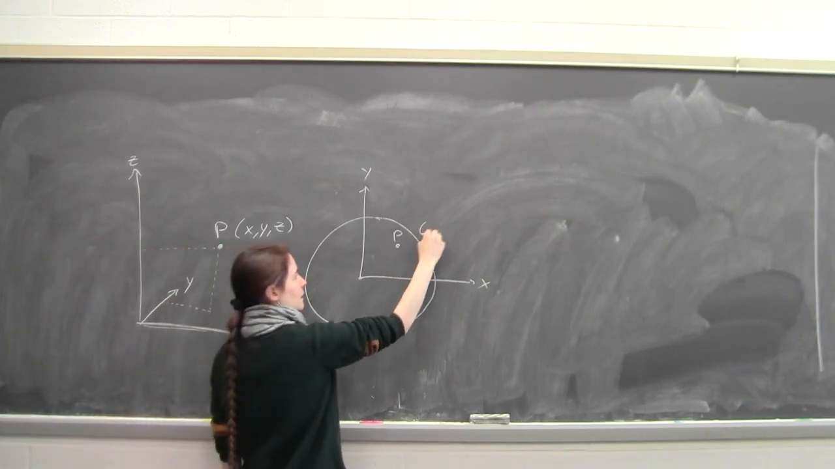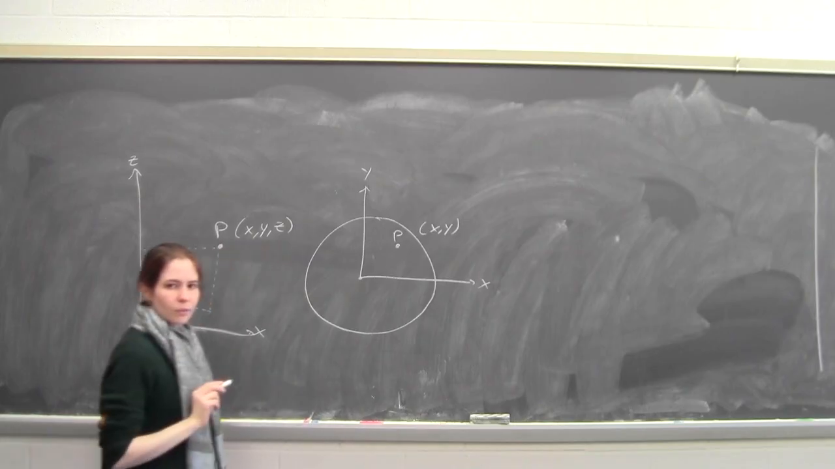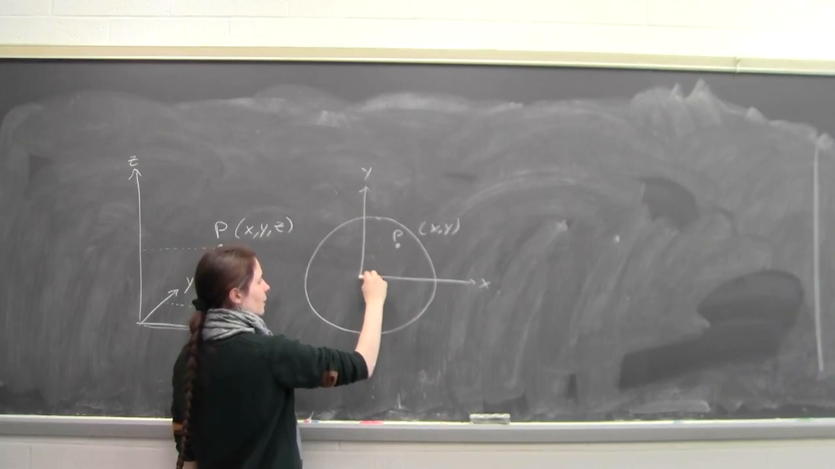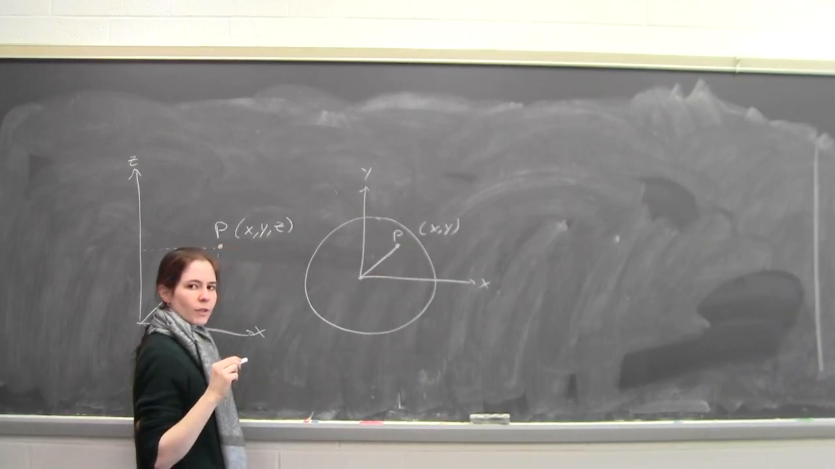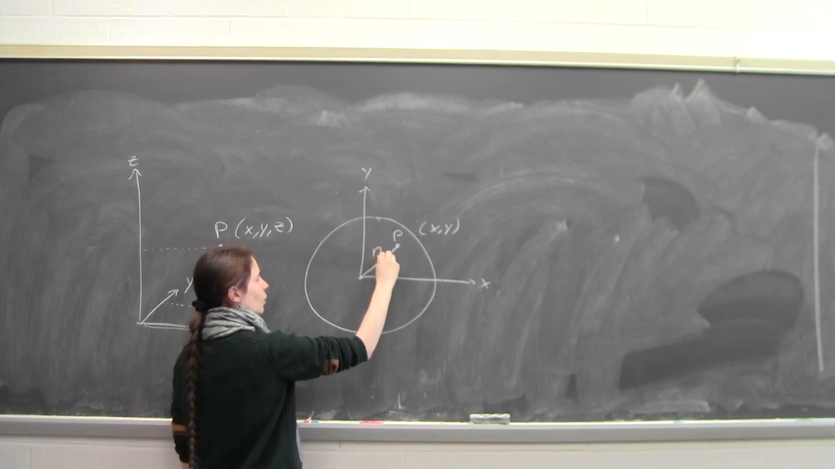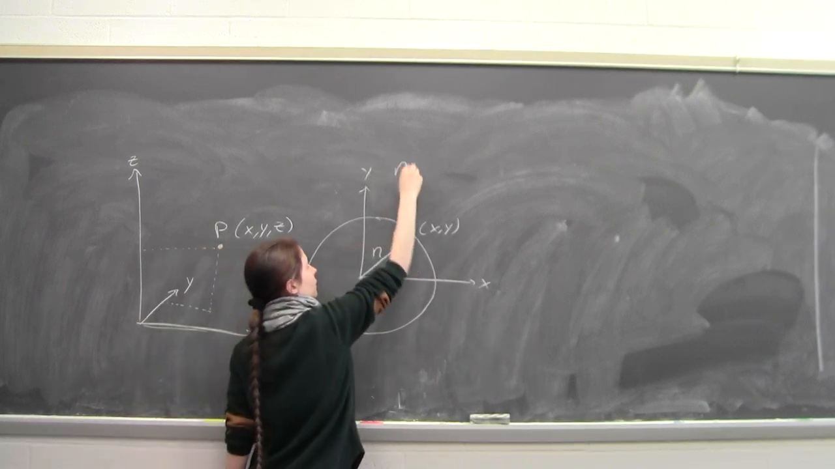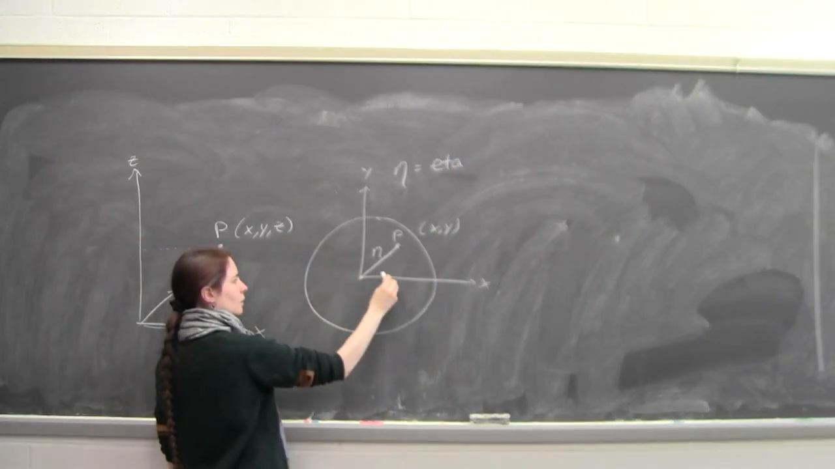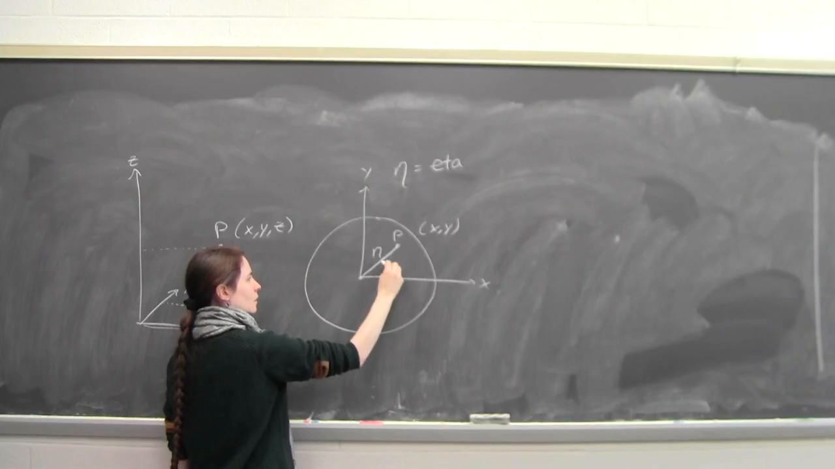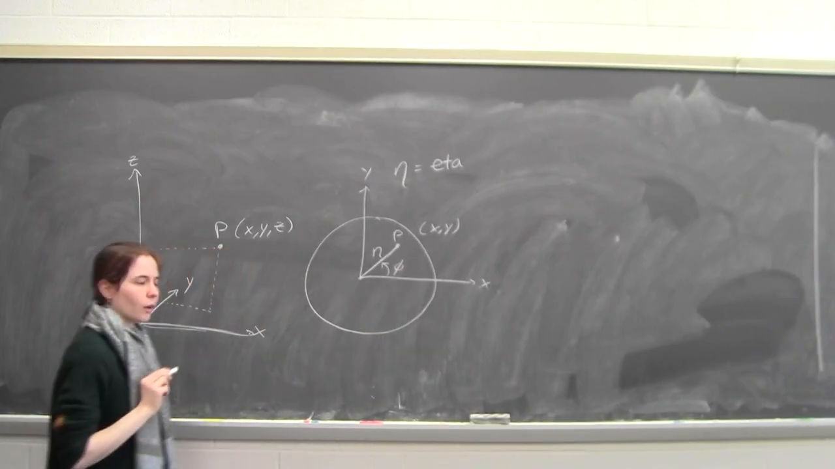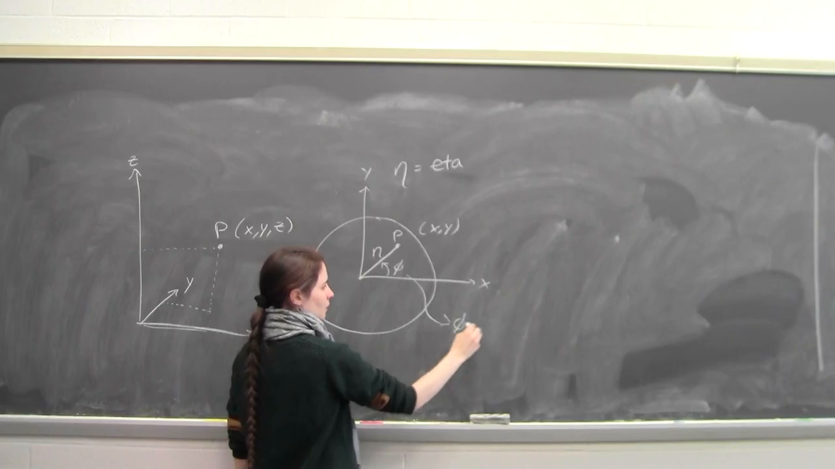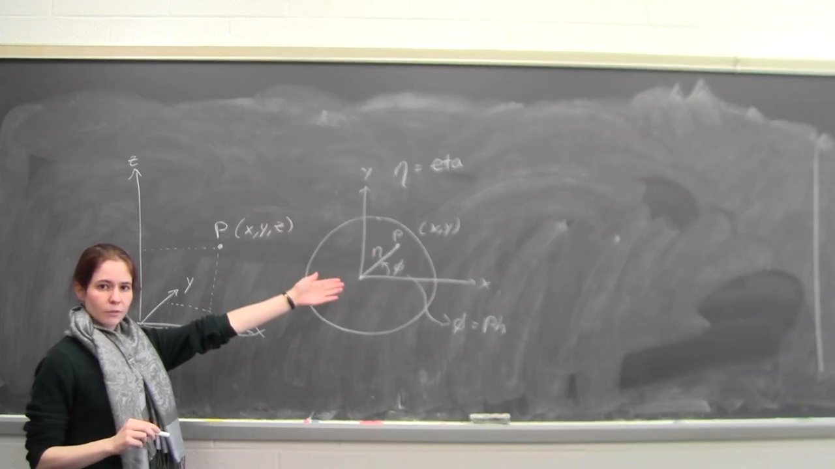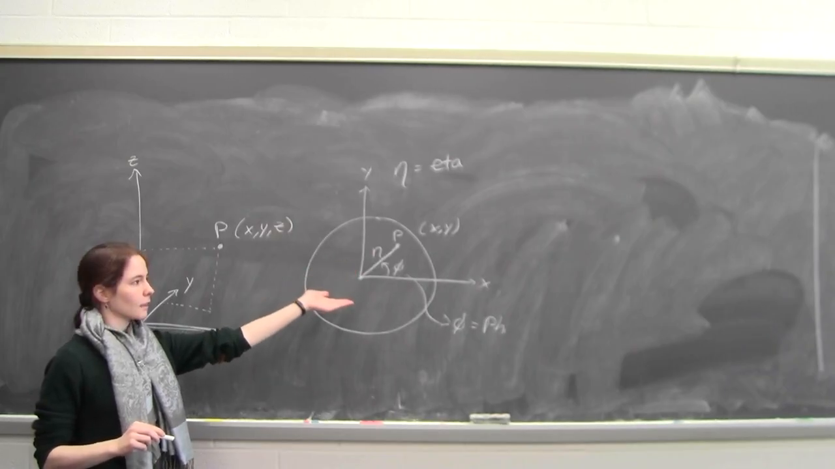Now this point P is still clearly described by x and y, but another way I could describe it is as the distance from the center of the circle, which in this class we will call eta. This is a Greek letter, eta, and the angle that this line makes from the x-axis, which we will call phi, which is another Greek letter. And so it's still two numbers, right? Instead of x and y, now it's eta and phi.